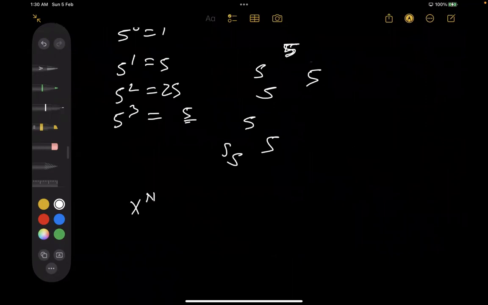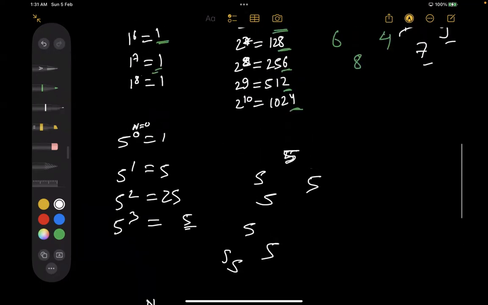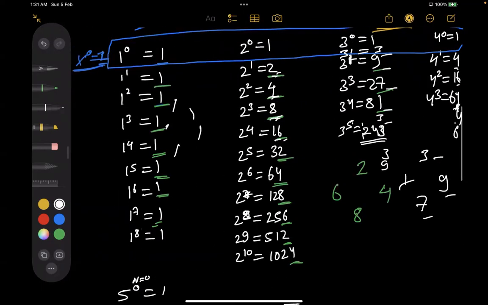So if we know this information, instead of finding x power n, can we reduce n? Can we reduce n to n modulo 4? Yes, but there is a slight modification we have to do. If you take 4, actually 4 modulo 4 or 8 modulo 4 will give you 0. 7 modulo 4 will give you 3. That's fine, these answers will match, but here you'll get 0, right?